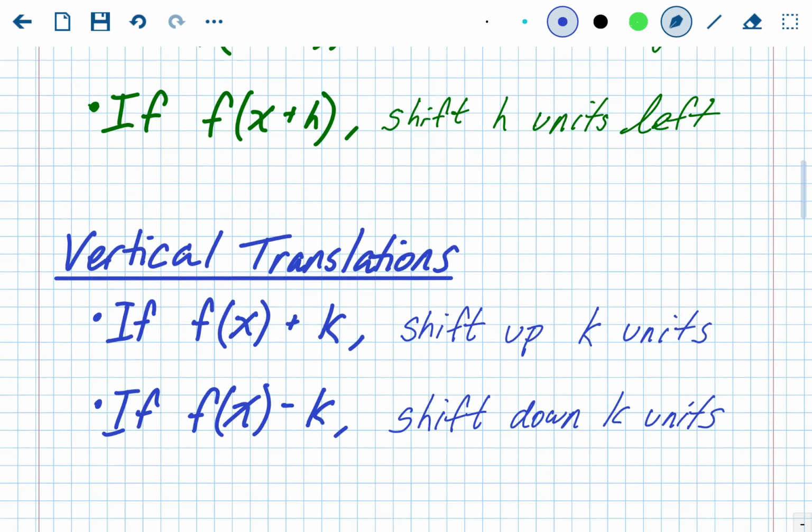So this one's kind of the more intuitive one. Plus, on a graph, positive y-axis is up, so you shift up. Negative y-axis is down, so you shift down for minus. So those are straightforward. Now again, you can tie that back to vertex form.